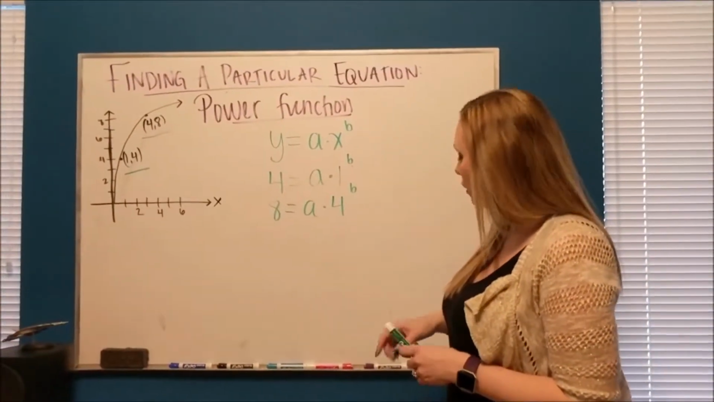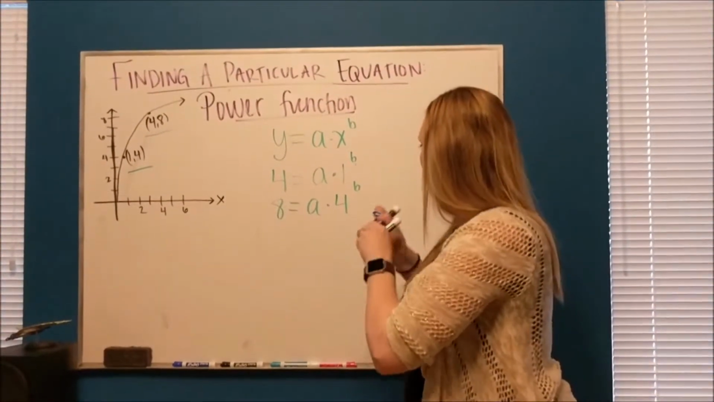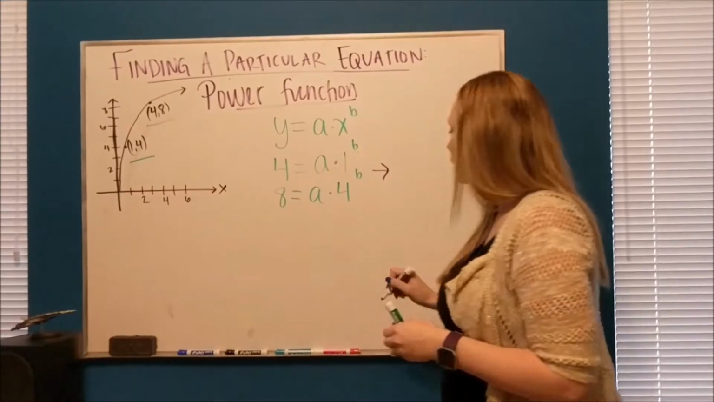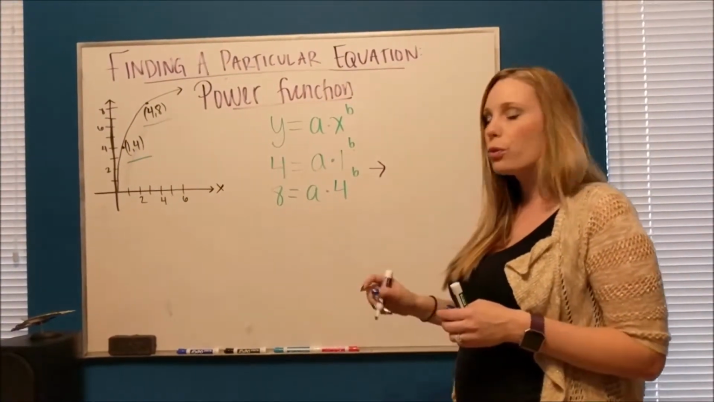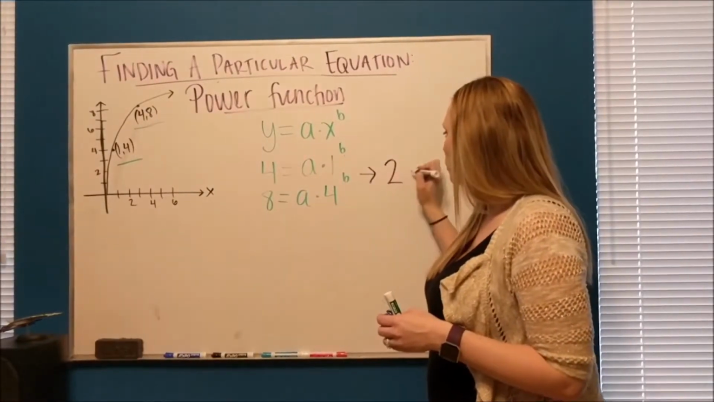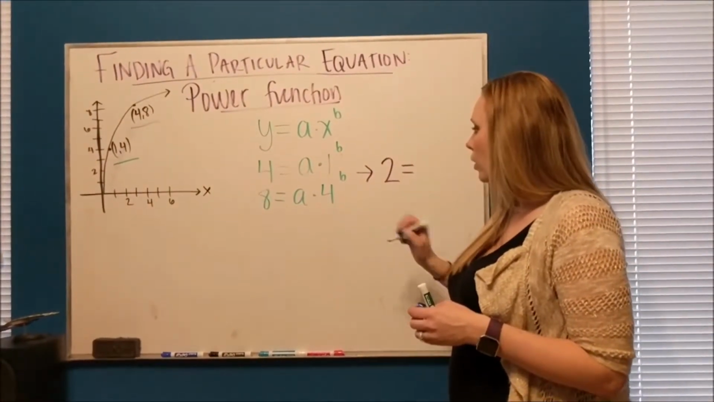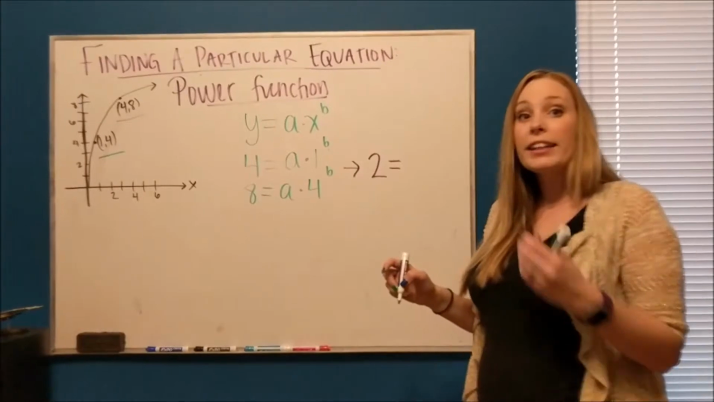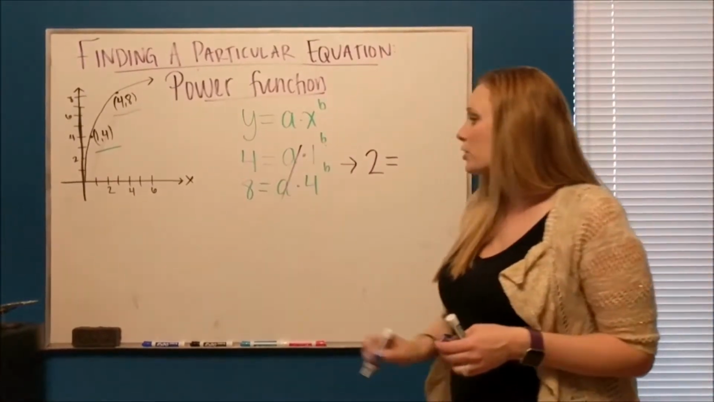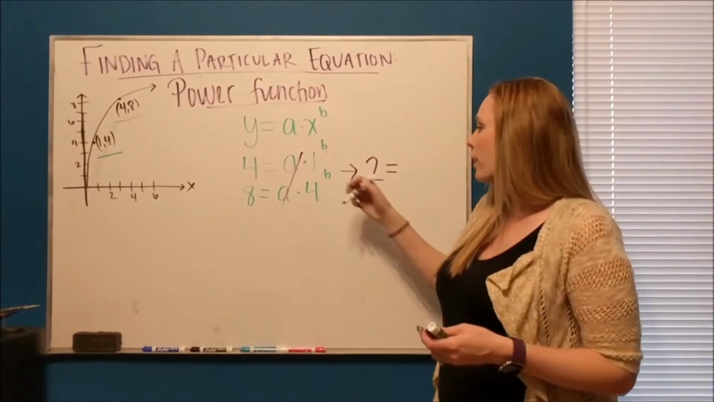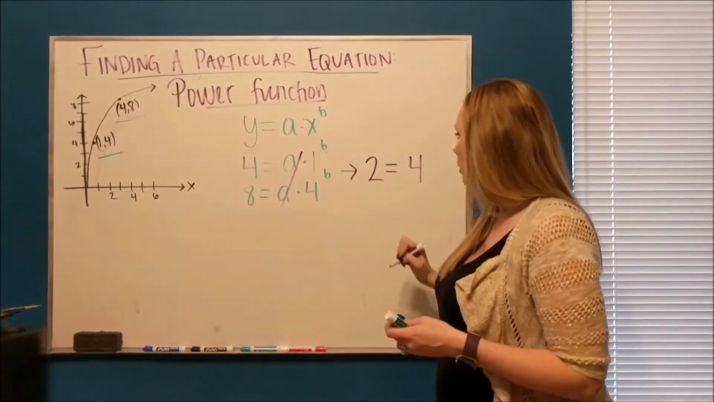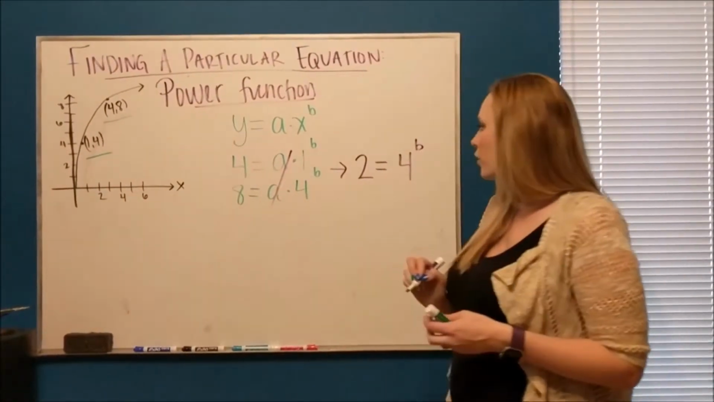So I'm going to divide, and I'll just put my answer over here. I'm going to divide this one by this one. So what is 8 divided by 4? Well, that's 2. What's a divided by a? It cancels out. That's great. Now I'm only going to have one variable. 4 divided by 1 is 4 to the power of b.